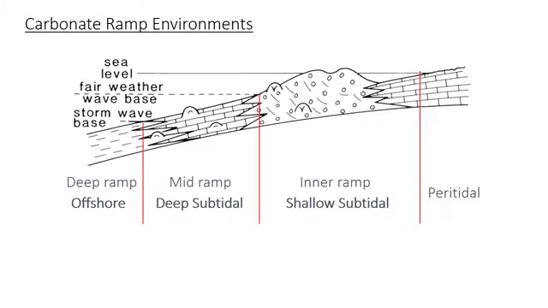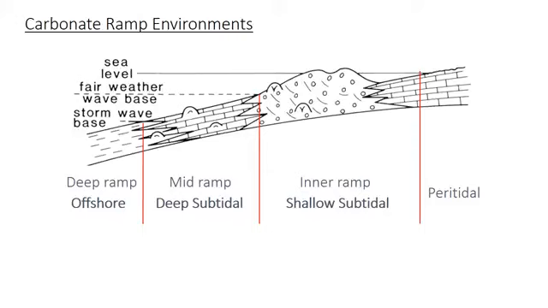Carbonate ramps are subdivided into environments using fair weather and storm wave base as boundaries. So those are the same boundaries used in siliciclastic shelves, but the environments unfortunately are given different names in the carbonate system. So the shallowest environment, the one above fair weather wave base but below the low tide line, is called the shallow subtidal. Between fair weather and storm wave base is the deep subtidal environment, and the offshore environment is the area below storm wave base.